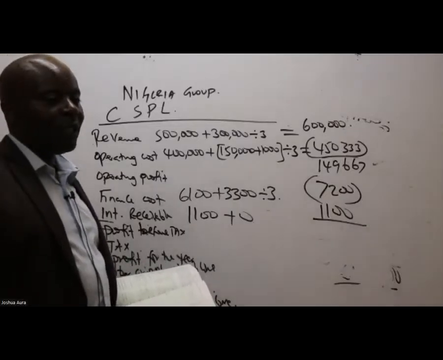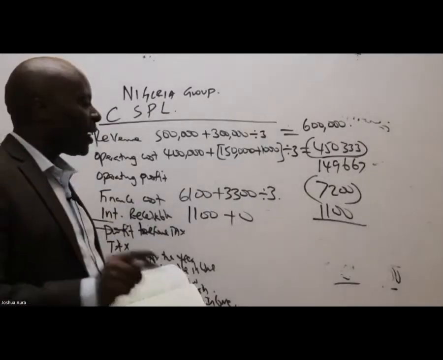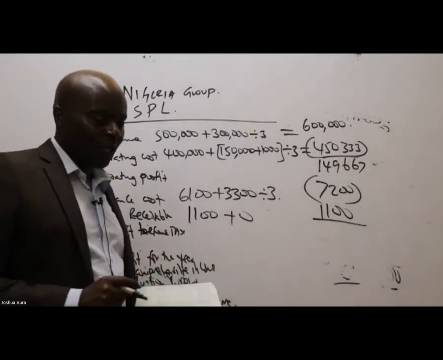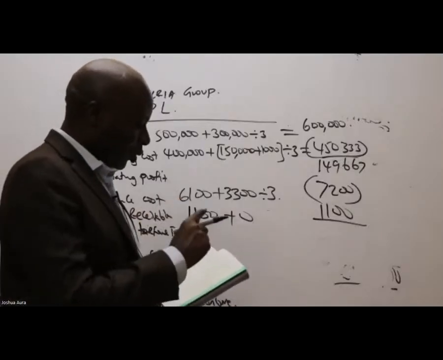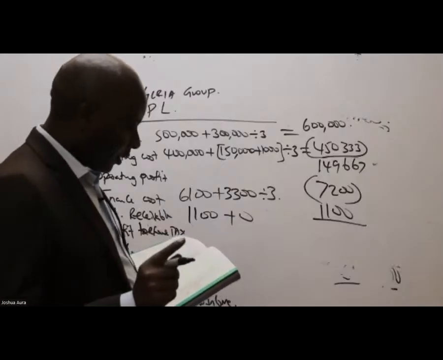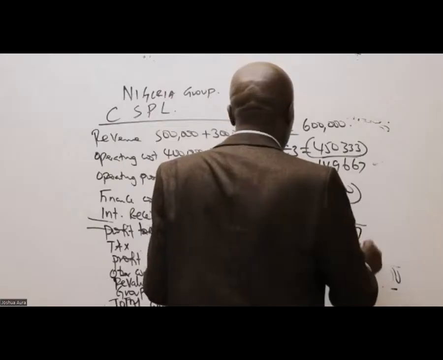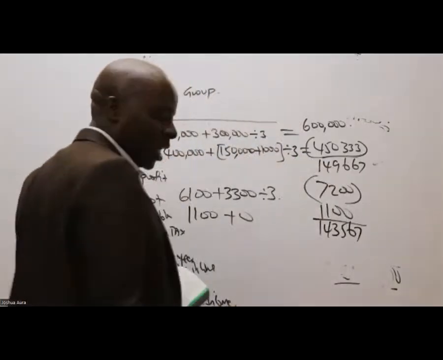For those of you who did this exam last semester and failed, I'm so sure you misinterpreted this question so seriously. You misinterpreted the question of a foreign subsidiary so seriously. 143,567. And then we have now the tax.